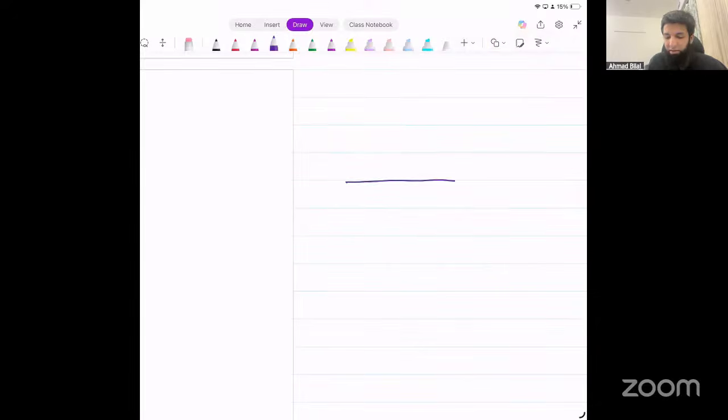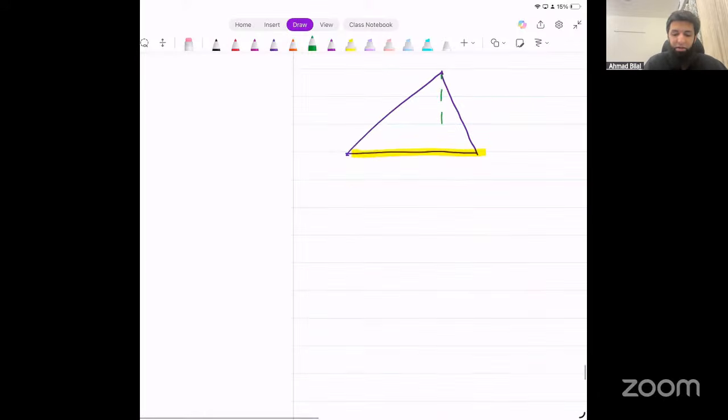So if I have a random triangle like this, for instance, I can take this side as the base. In that case, the height will be this perpendicular. I can take this side as the base. In that case, the height is going to be this perpendicular. Or I can choose the other side as the base, this side. In that case, the height will be this perpendicular. So whichever side you take as the base, height is supposed to be perpendicular to that.